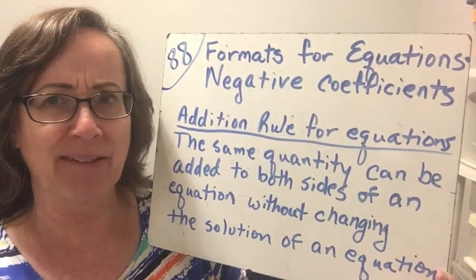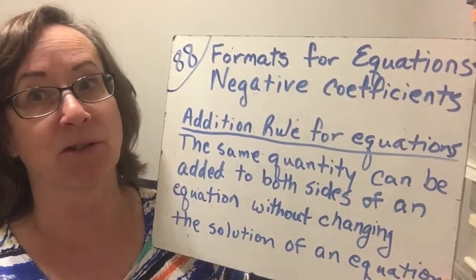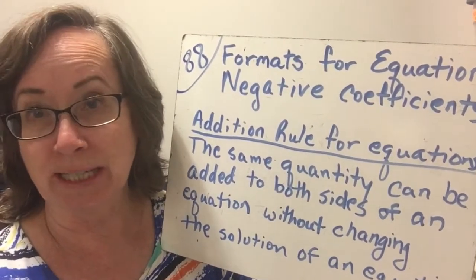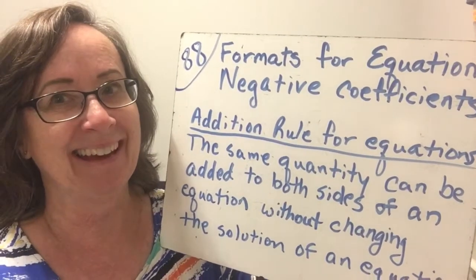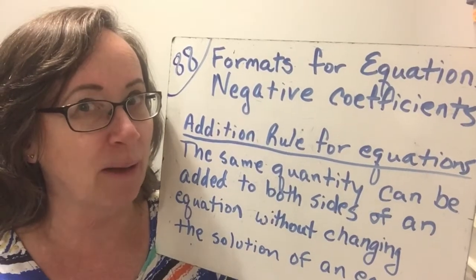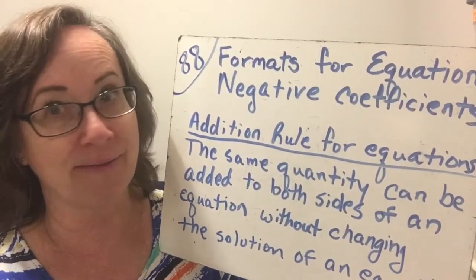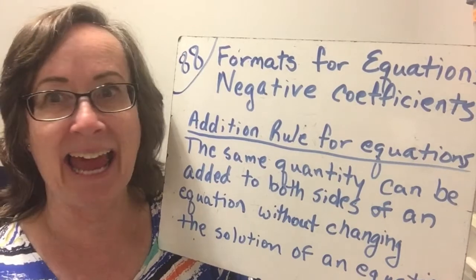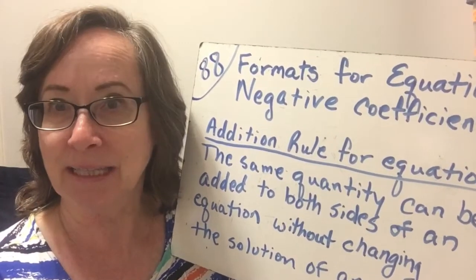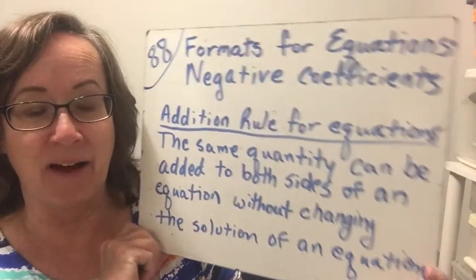What happens if we really needed to subtract the same thing from both sides? Well, addition and subtraction are both inverse operations, right? So I can express any subtraction problem as addition of the opposite. So I can add a negative number to both sides, and it's the same thing as subtracting. So let's see how this rule works.